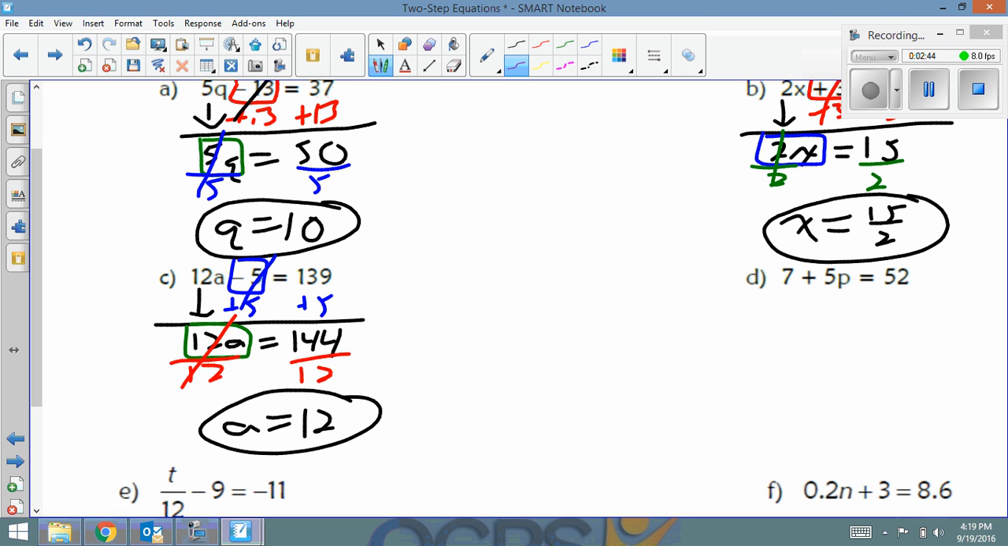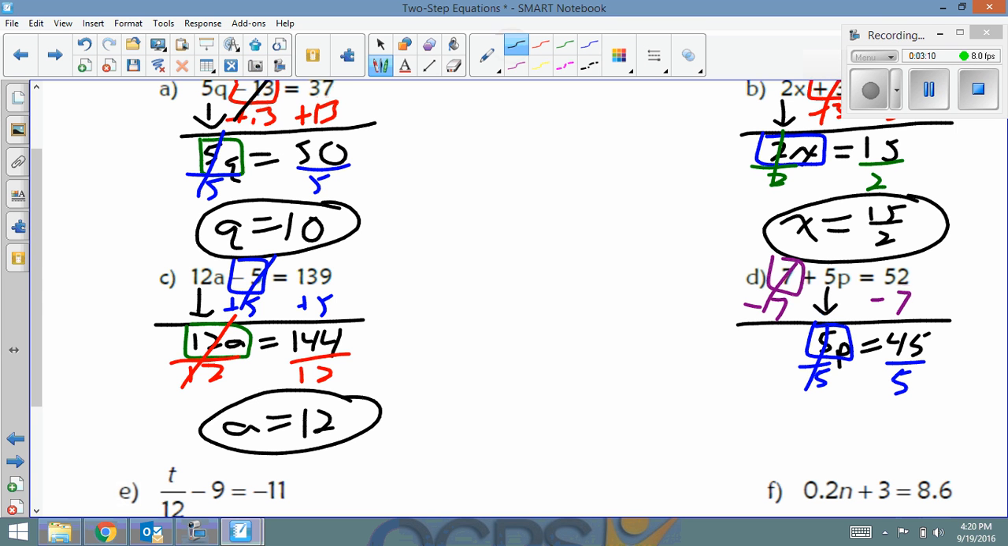So on letter D, we look to see what side our letter is on. Our letter is this P, it's on the left, so we need to get rid of anything that's not a P over there. So we're going to take that 7, we're going to subtract it. And I'm going to get 5p is equal to 45. And then we're going to take this number and letter, and we're going to divide by that number, which is 5. So I'm going to get p is equal to 9.